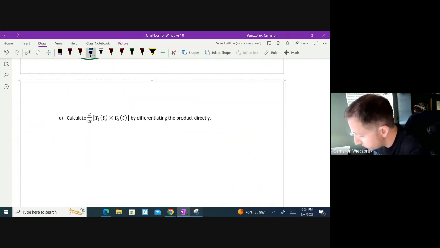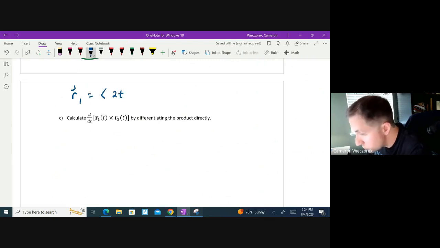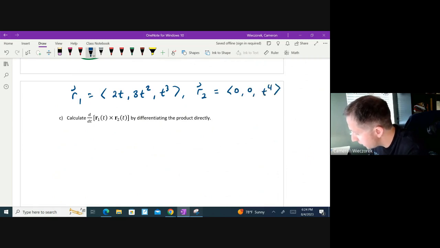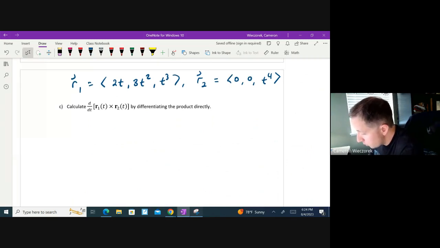Okay, let's do this one more time with the cross product. I am going to write my functions up here again so I don't have to keep looking back. r1 is 2t, 3t squared, t cubed, and r2 is 0, 0, t to the fourth. And for all of these, just to clarify, you could use IJK notation in your answer if you'd like for these vectors coming up. Okay, part C, we're calculating the derivative of the cross product of these two vector valued functions directly. So not using property 5 from the last page.